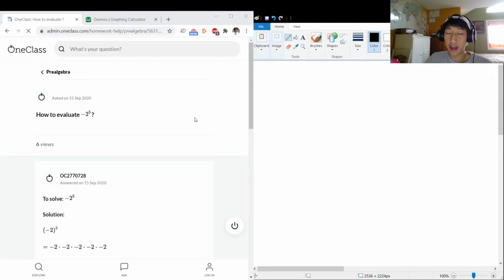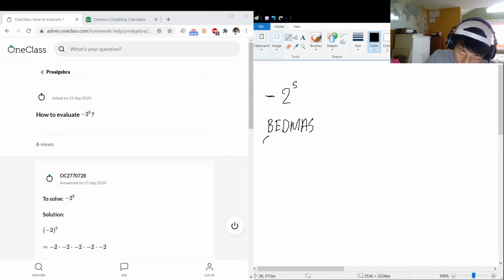Okay, the next question that we have on the menu is, how do we evaluate this? Minus 2 to the power of 5. Well, it is tempting to say that's just negative 2 times negative 2 times negative 2 times negative 2 times negative 2, 5 times. Yeah, it really isn't, unfortunately. So we have to remember something called BEDMAS, or the order of operations. We know that the first place is brackets. Second is exponents. Tied for third place is division and multiplication.